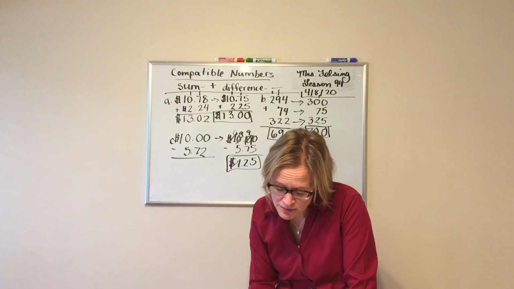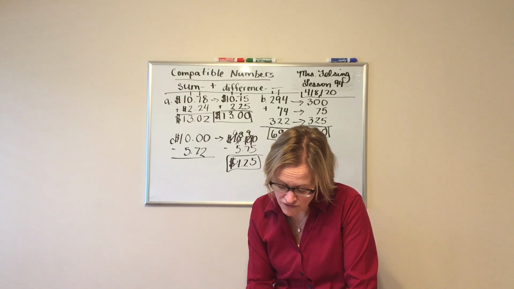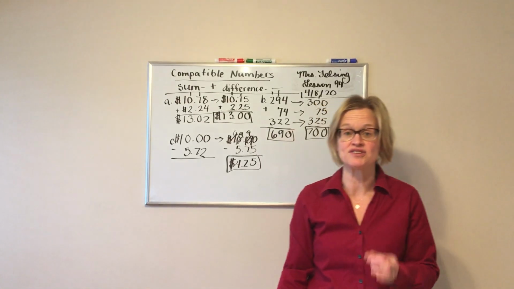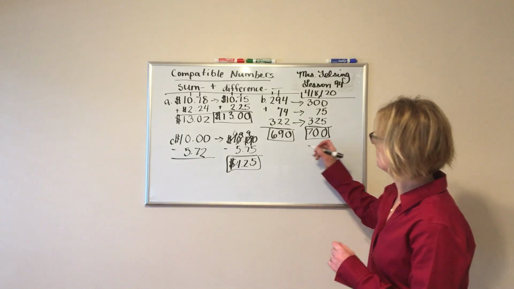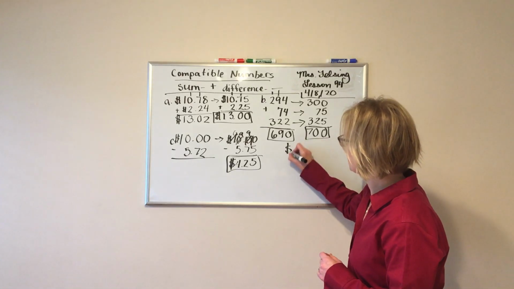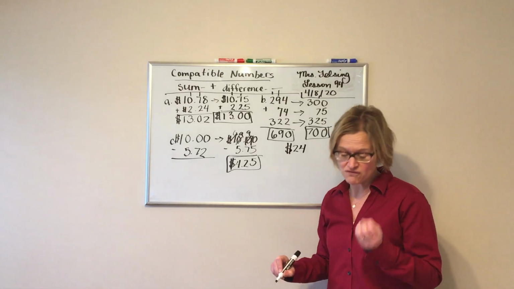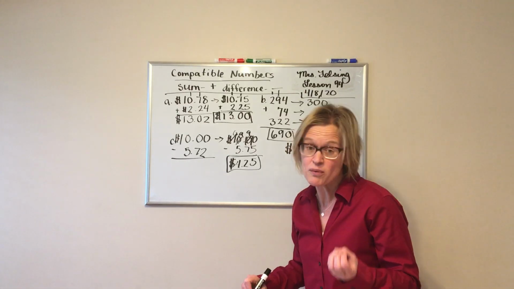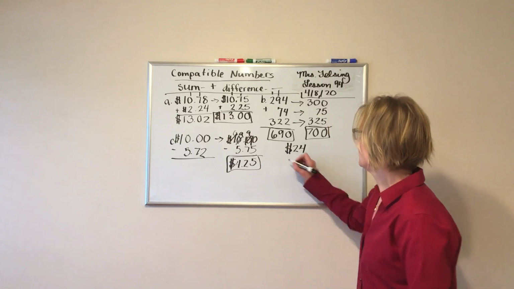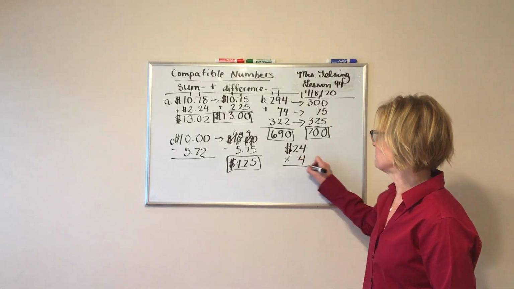It says use compatible numbers to estimate the cost of 4 board games at $24 each. So if you have 4 board games, each board game is $24, and you want to find out how much 4 board games cost at this price. So you would multiply it times 4.